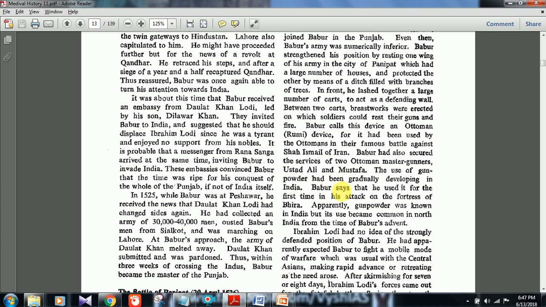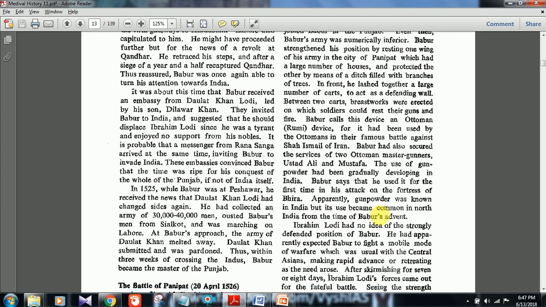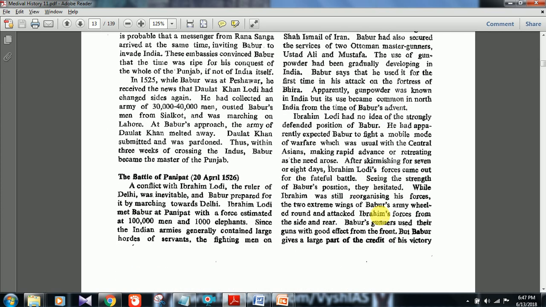With the proper cannons and guns and all. But gunpowder was not introduced by Babur. UPSC can repeat questions, so please know this statement. Now Babur says that he used it for the first time in his attack on the fortress of Beera. Again, that Beera Sialkot is repeating. Apparently gunpowder was known in India, but its use became common in North India from the time of Babur. See, it's clearly given here. So UPSC has taken directly from Satish Chandra only. That is why reading these textbooks becomes very, very important.